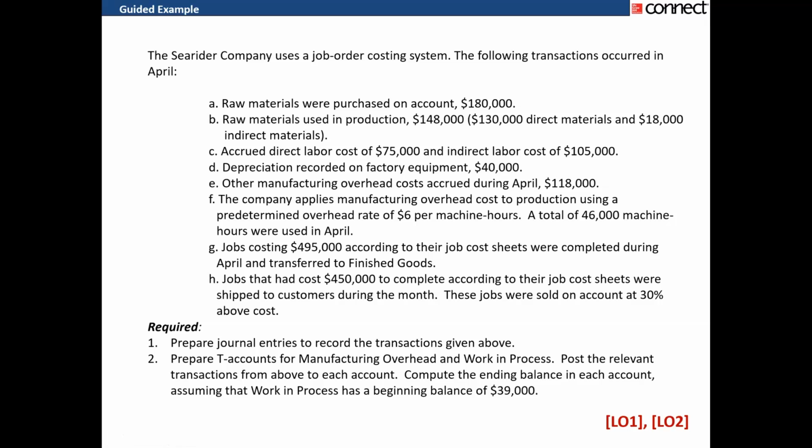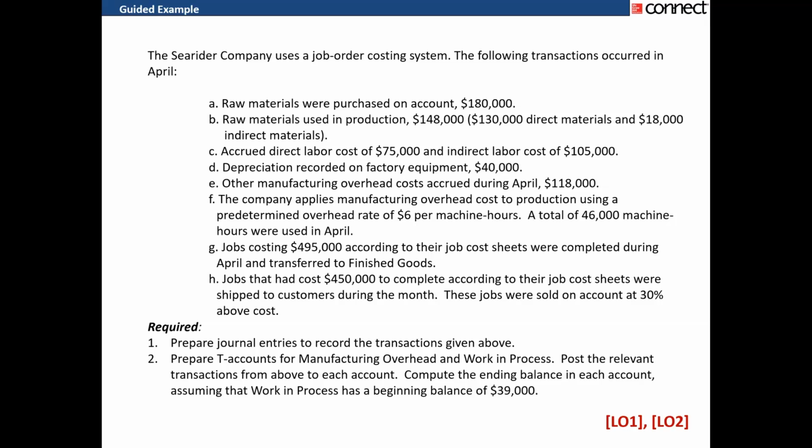Okay, so this slide goes over the transactions A through H, and then the next slide we will do the journal entries. So here we have A, raw materials were purchased on account for $180,000. B, raw materials used in production. This is going from raw materials into work in process. It's $148,000. Part of it is direct materials, part of it is indirect materials, and they will go to different accounts.